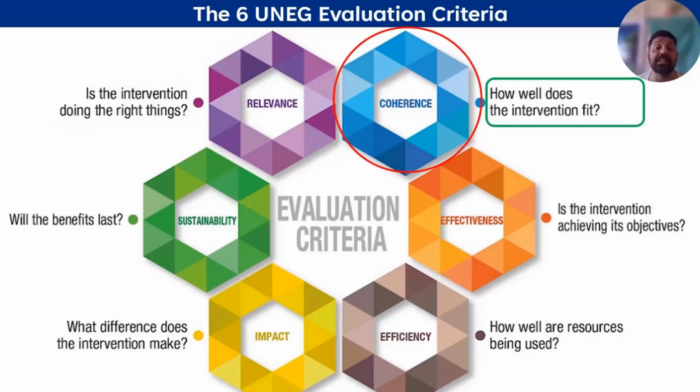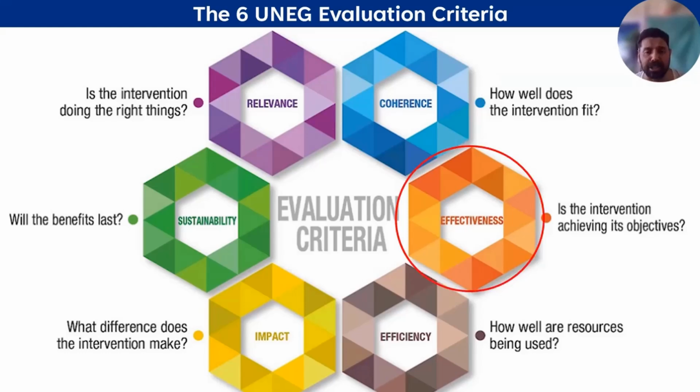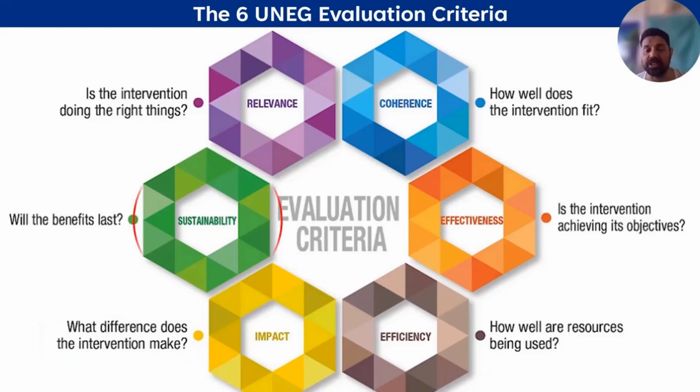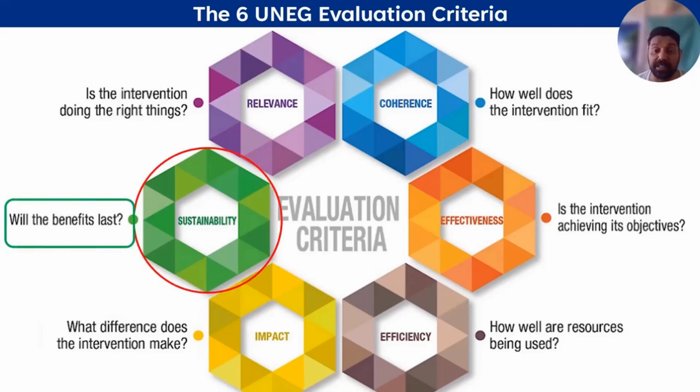The next one is coherence. How well does the intervention fit? We will discuss in detail in the next slides each of these criteria. Then we have effectiveness. Is the intervention achieving its objective? Then we have efficiency. How well are the resources being used? Then we have impact. What difference does the intervention make? What is the impact of the interventions or the activities? And then we have sustainability. Will the benefits last? Let's discuss each one of them in further detail.